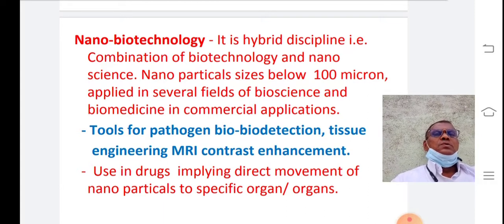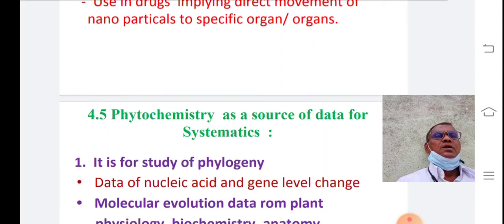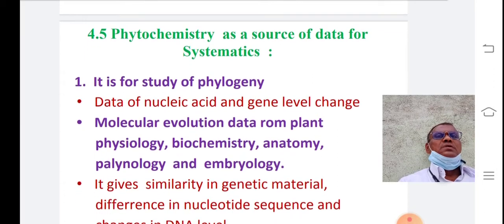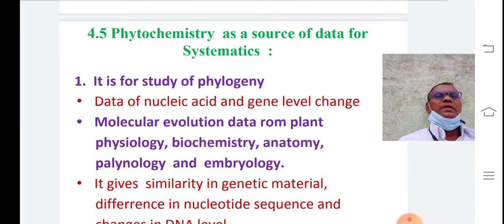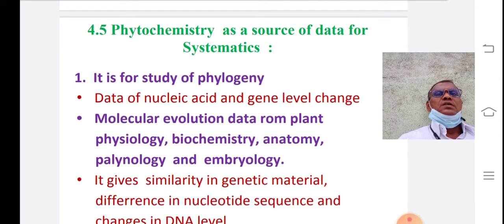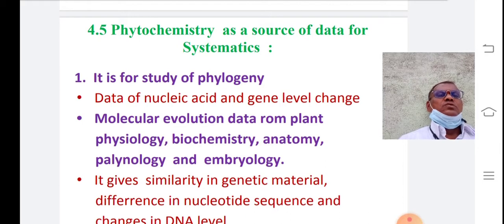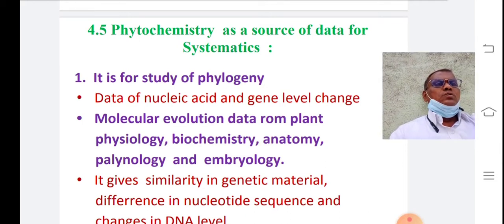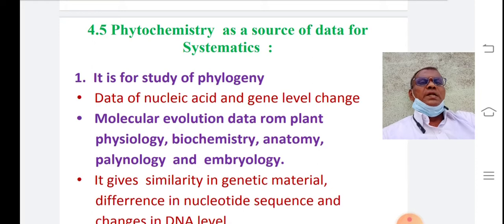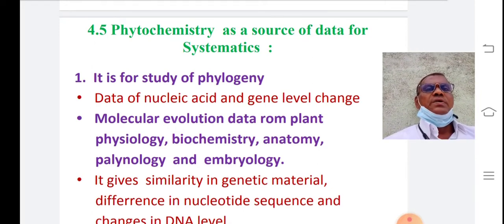So therefore nanobiotechnology is an important tool, and therefore it has importance in phytochemistry as a source of data. So in taxonomical condition, it is for the study of phylogeny, similarity and differences in data of nucleic acid and gene level change. So we may do thousands of plants, hundreds of plants for the study, and this is one part very nicely.